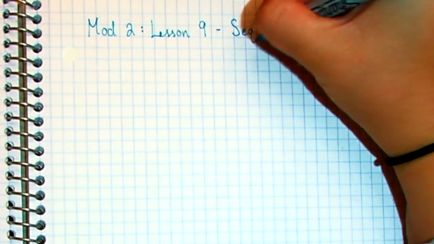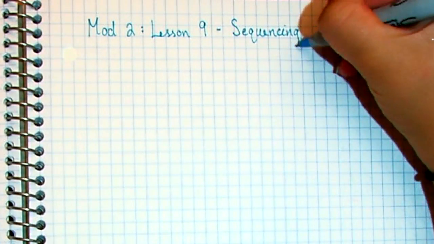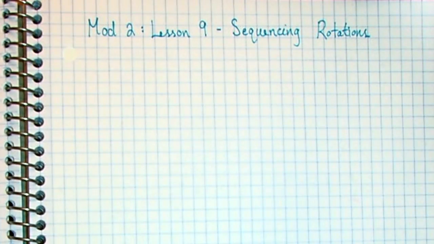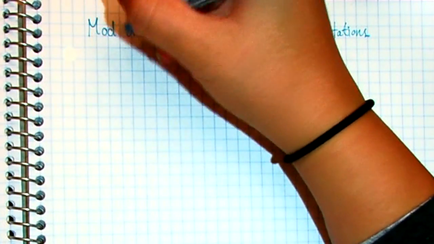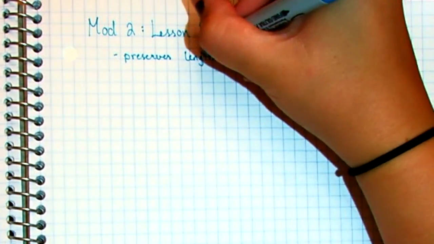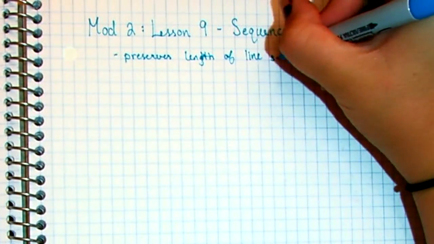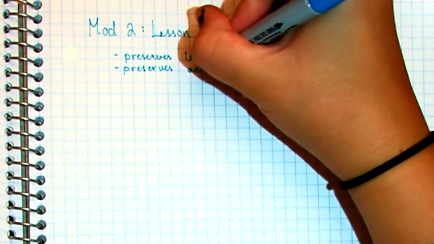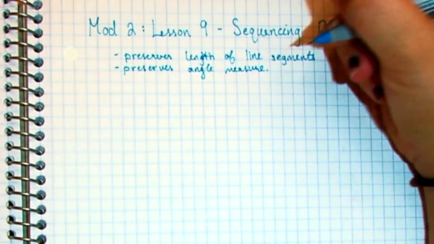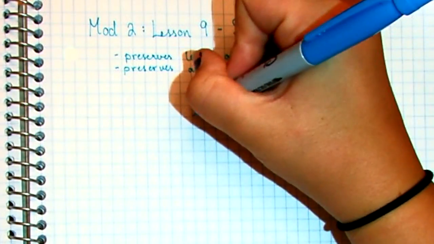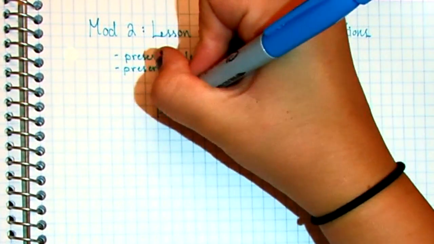Today's notes are a little quick. They're pretty abbreviated, mostly because the sequencing rotations section of your text is very similar to sequencing reflections and sequencing translations. Basically, we're doing more than one transformation on a particular object. So the basic concepts here that we'll go over again is that we preserve the length of line segments and we preserve angle measure, right? So these are those properties that we've been talking about since lesson 1 in terms of just regular old transformations.